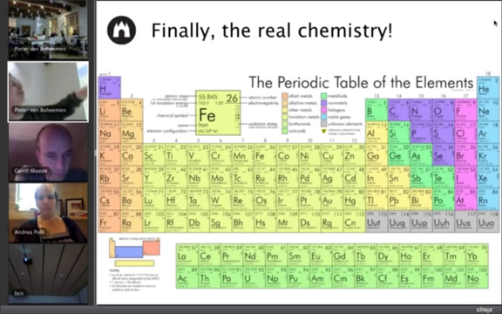You see carbon somewhere over there in the 14th column, and then nitrogen is right next to it. Oxygen is right next to that. So you can find them over there.